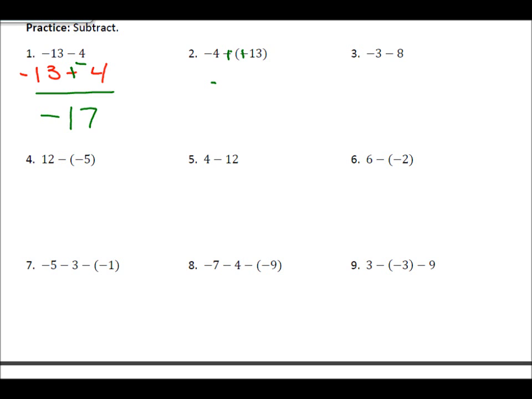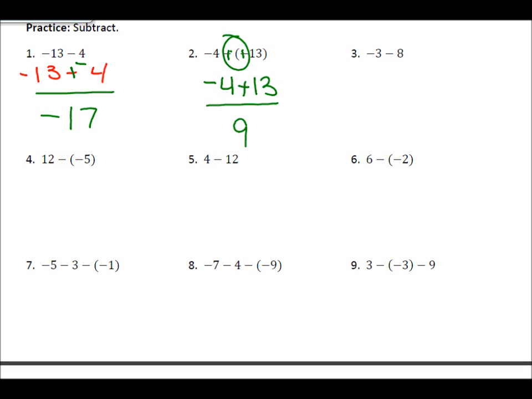In number 2, we see that we have two negatives together, and that makes a positive. So really what I have is negative 4 plus 13. It's no longer subtraction because these two negative signs together make a positive. There are different signs here, so we subtract. 13 minus 4 is 9. We keep the sign of the larger number, which is positive.